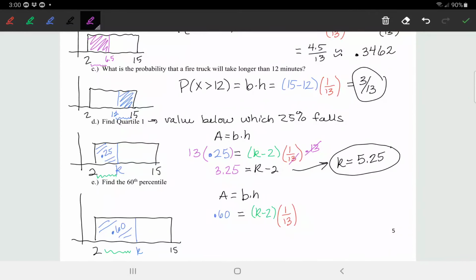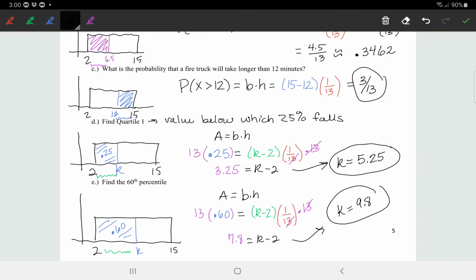And just doing some algebra now to solve for k, multiply both sides by 13. So we will get 7.8 is equal to k minus 2. And adding 2 to both sides, then we see that k must be equal to 9.8. So 60% of the time, the fire trucks will arrive there in less than 9.8 minutes.